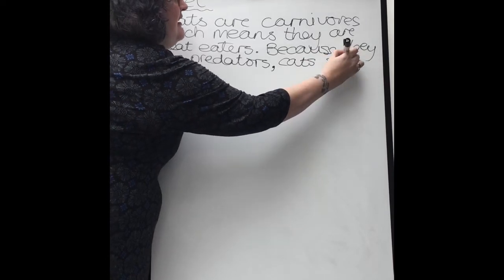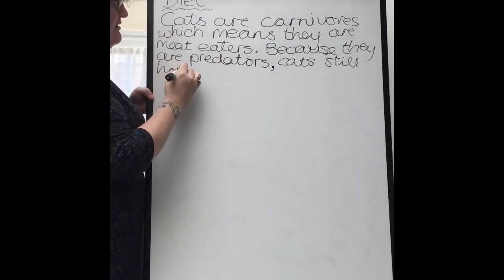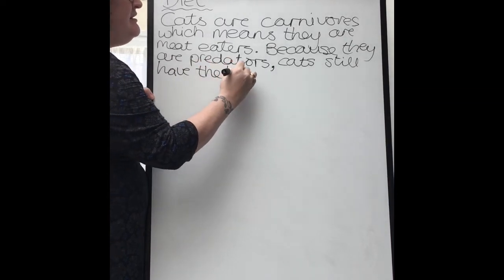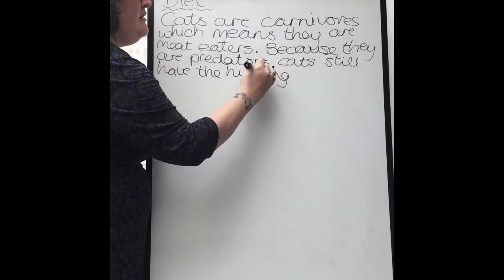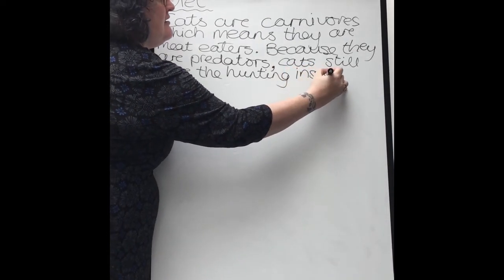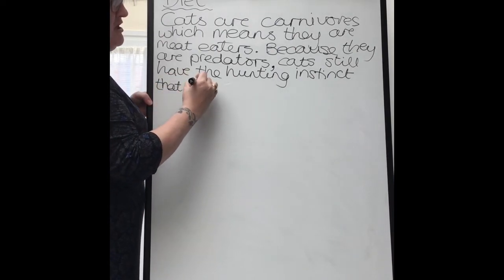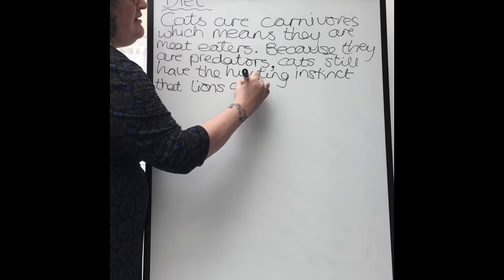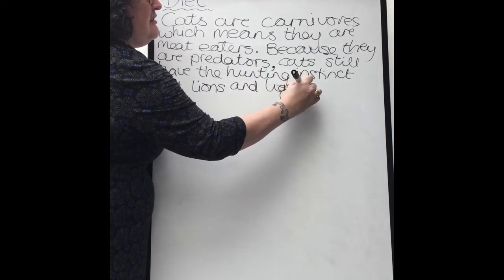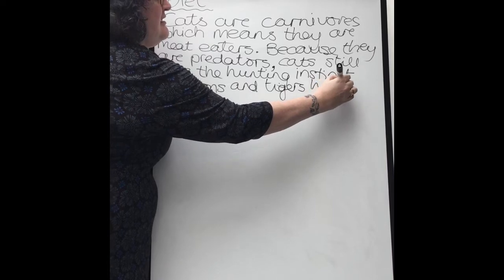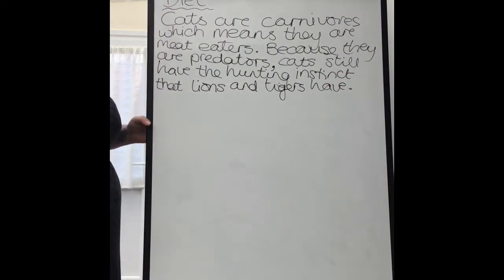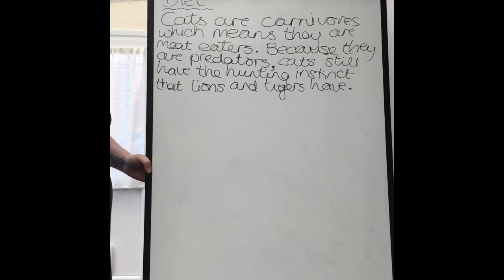cats still have the hunting instinct that lions and tigers have. Full stop. So I can go on to say that in the wild they hunt mice, rats, voles, maybe even some rabbits.